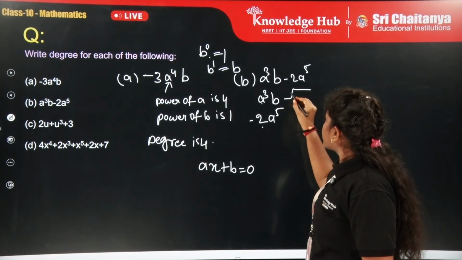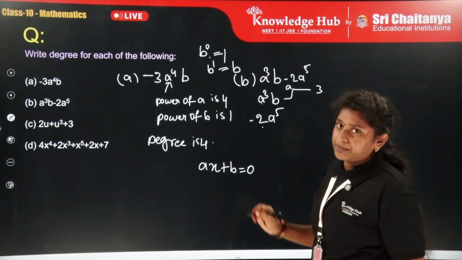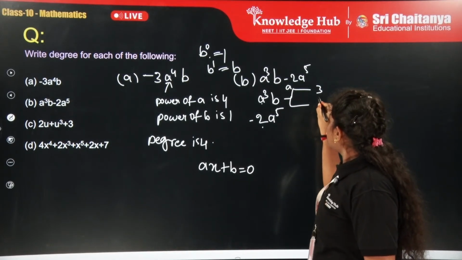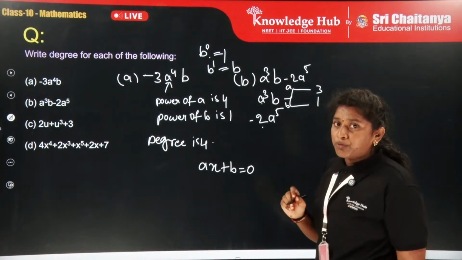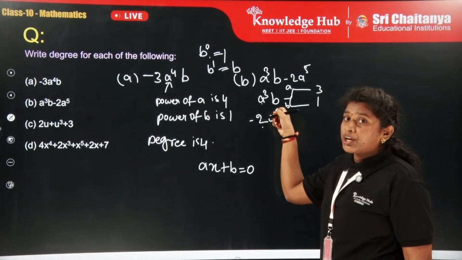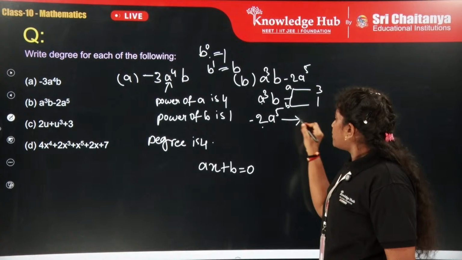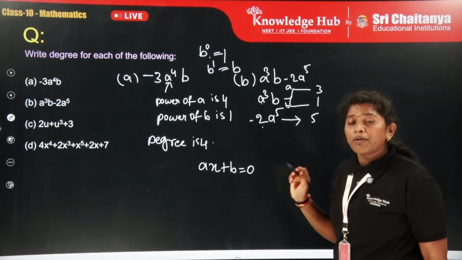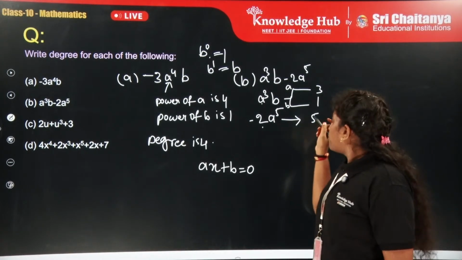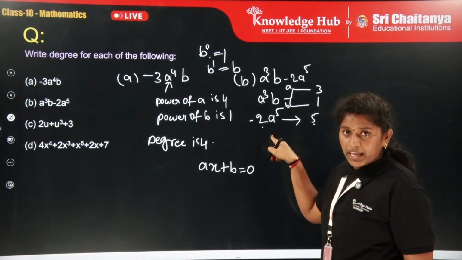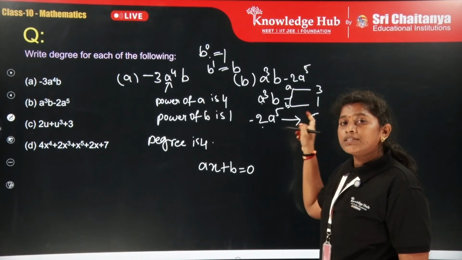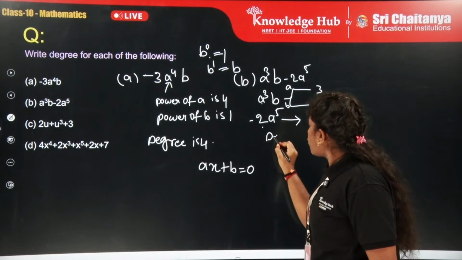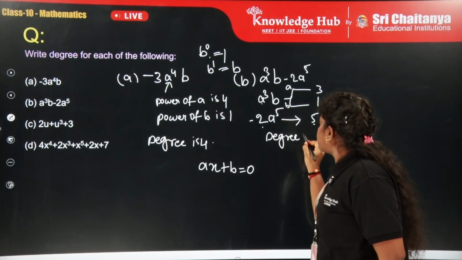Moving to the a cube b, the power of a is 3, and coming to b, the power is 1. Moving to the next term, minus 2a to the power of 5, what is the power we are having? 5. If you compare the power of a and b here, we have the highest power for a, and that highest power value is 5. So now the degree of the second one will become 5.